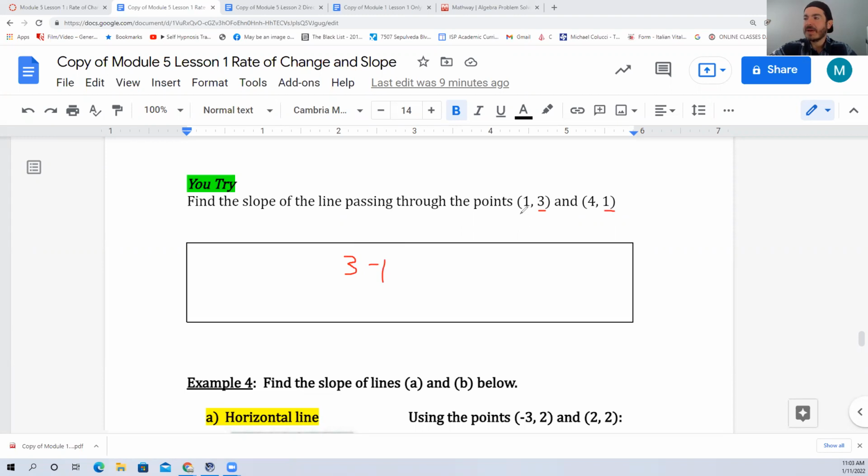I'm going to take my x values and line up the coordinates that belong to each other. So the 1's paired with the 3. 1 minus 4. I'm going to divide those answers. 3 minus 1 is 2. 1 minus 4 is -3. And my answer is -2/3.